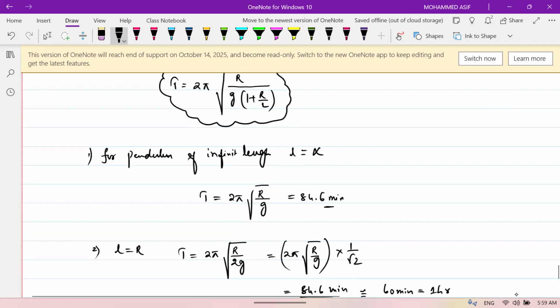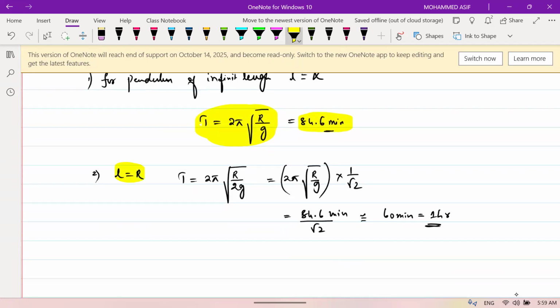For an infinitely long length, what is the time period? The time period is given by the formula T equals 2 pi under root of R divided by g, and the value of this is 84.6 minutes. By using the radius of Earth, 6,400 kilometers, convert the kilometers into meters, because the g value will be in meters. If L is equal to R, then the time period is 2 pi under root of R divided by 2g. Simplifying it, we get 60 minutes, which is equal to 1 hour.